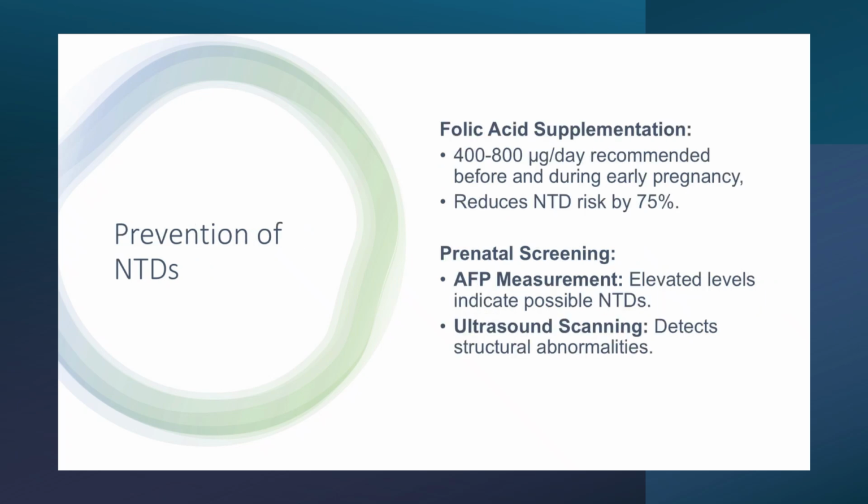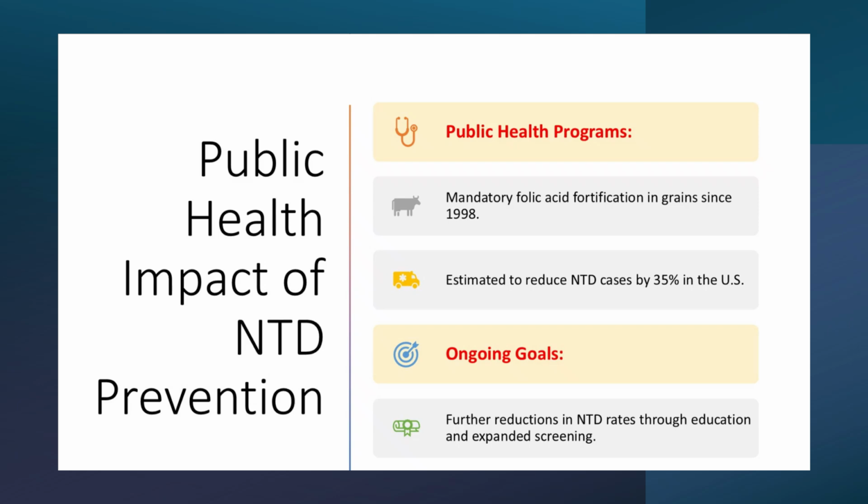NTD prevention includes folic acid supplementation, which has reduced incidence by 75%. Prenatal screening with maternal serum AFP levels and ultrasound helps identify at-risk pregnancies, enabling early intervention and management. Public health initiatives, such as mandatory folic acid fortification, have reduced neural tube defect rates by 35% in the United States. Continuing education and screening aim to lower these rates further, making a significant impact on public health.